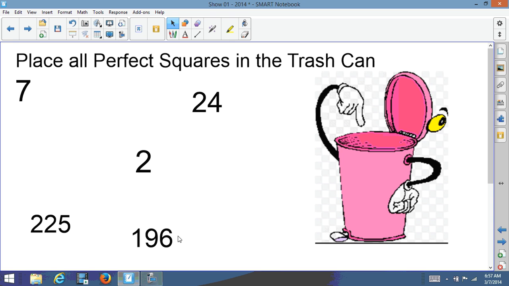Let's see. 12 times 12 is 144. 13 times 13 is 169. 14 times 14 is 196. So that one will work. Oh boy, I'm going up and up. Let's see, 15 times 15, hey, that's 225. So the square root of 225 is 15. So those numbers were perfect squares. Here are the ones that were not. So I hope you did good on that activity.